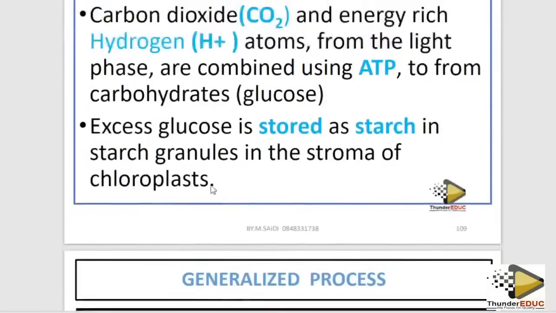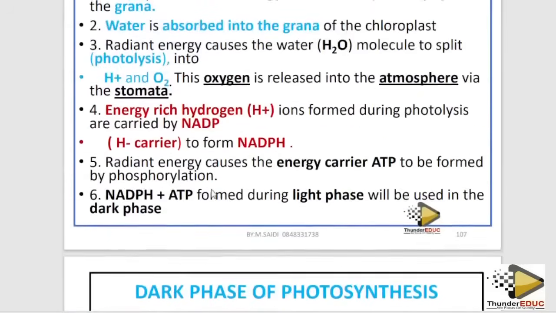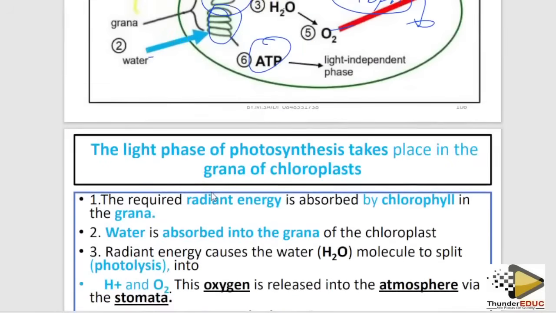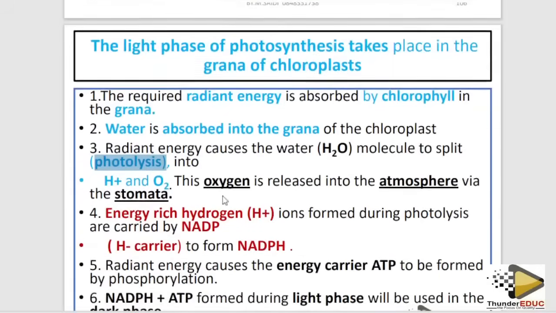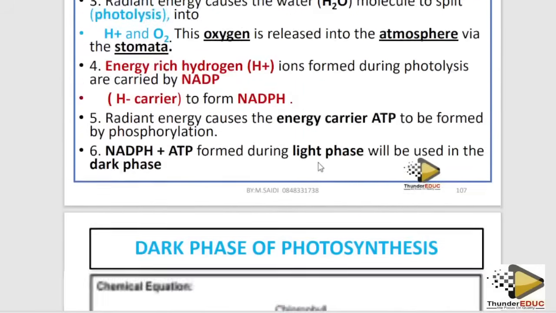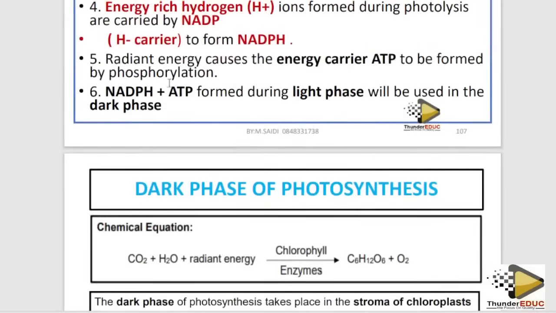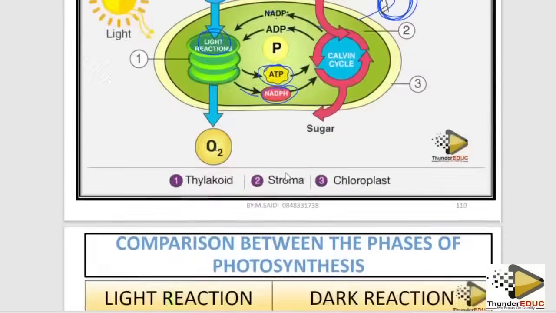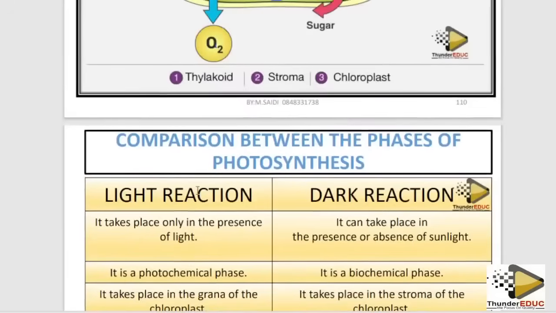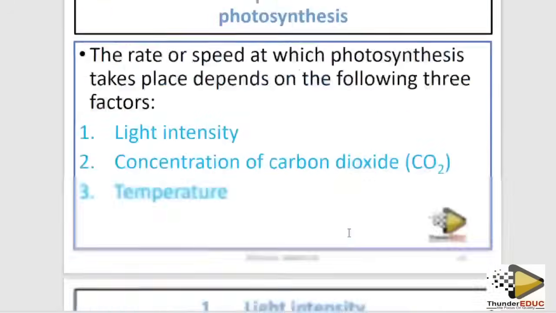I think the person who was asking about terminologies, I talked about it when I reached here also. We also bring another terminology: radiant energy causes the water molecule to split, which is photolysis. ATP can also be another terminology. Make sure that you know the difference between the light phase and the independent dark phase.